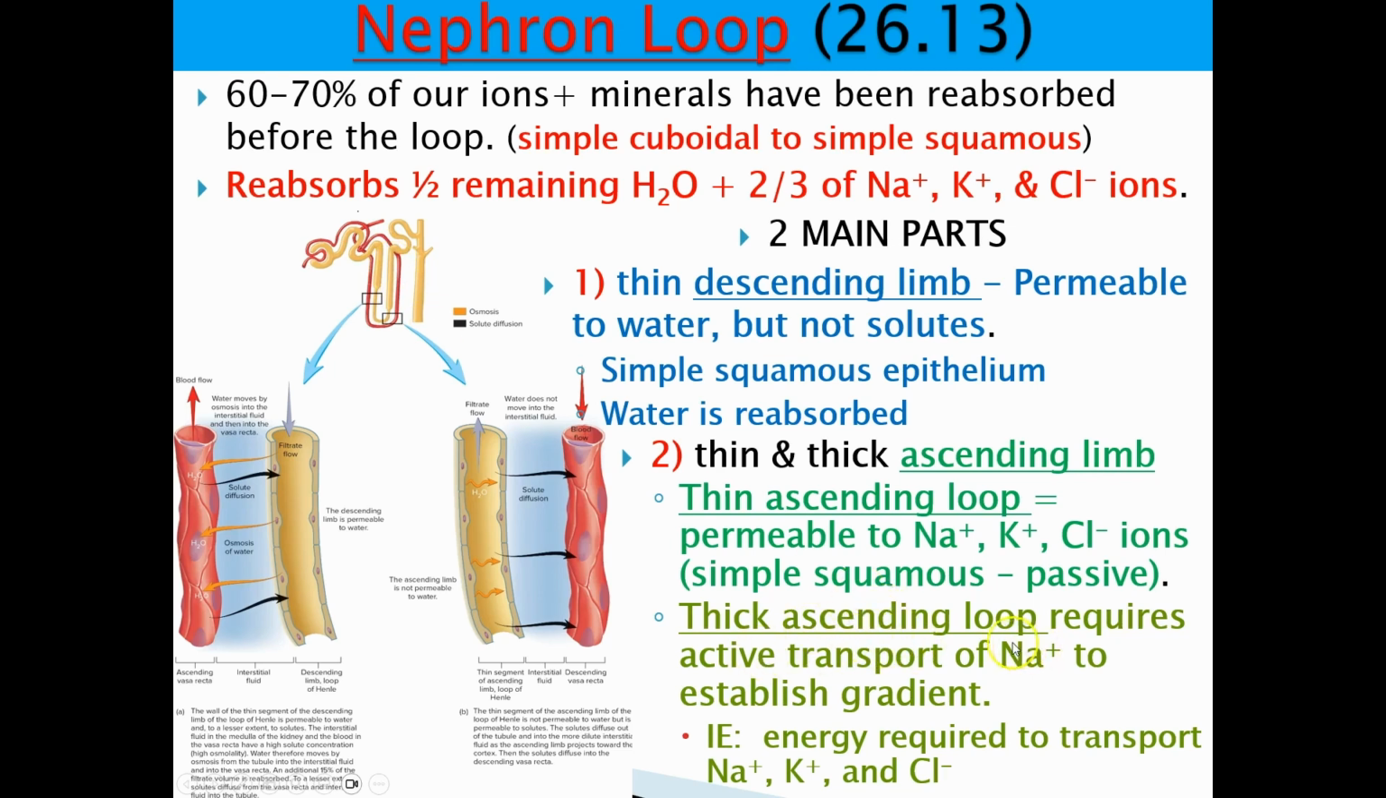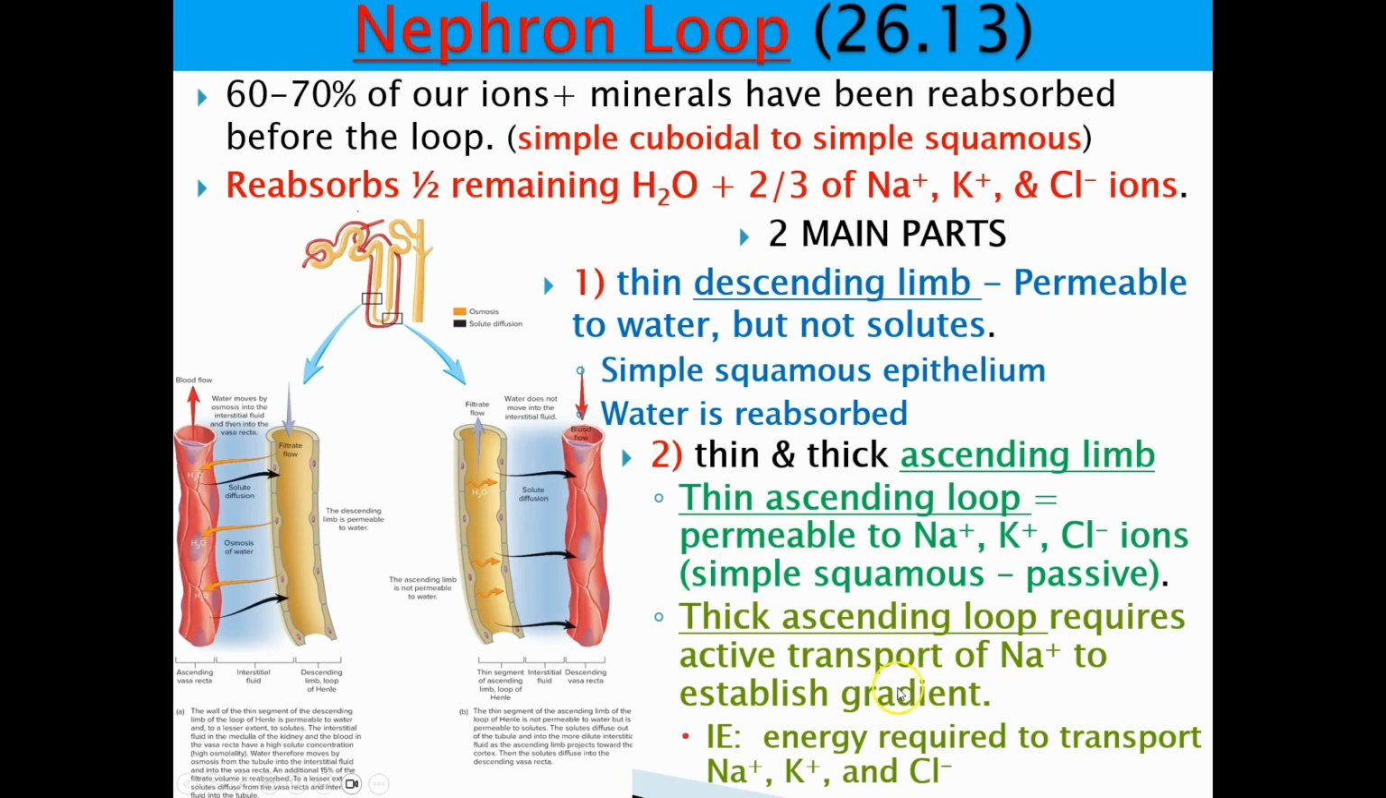All right, for the thick ascending limb, you need to know there is active transport of sodium that helps establish the gradient, and that's what we use to pump sodium, potassium, and chloride. So notice the ascending limb is always sodium, potassium, and chloride. It's just that the thin limb is passive, and the thick ascending limb is going to be active transport.